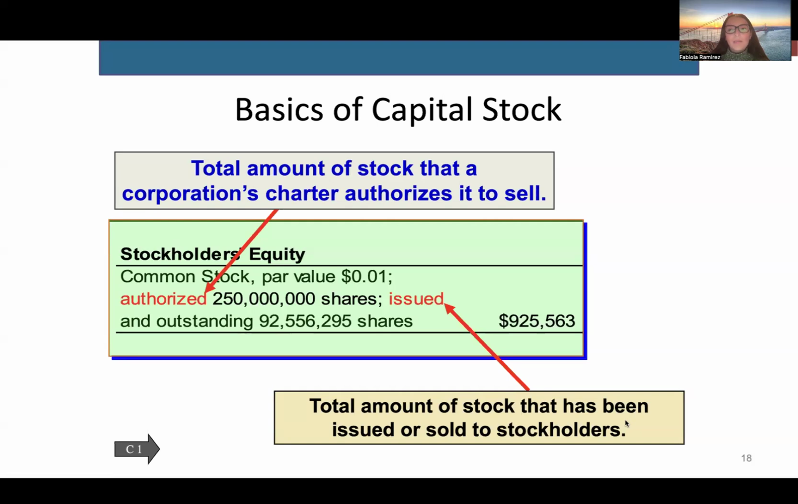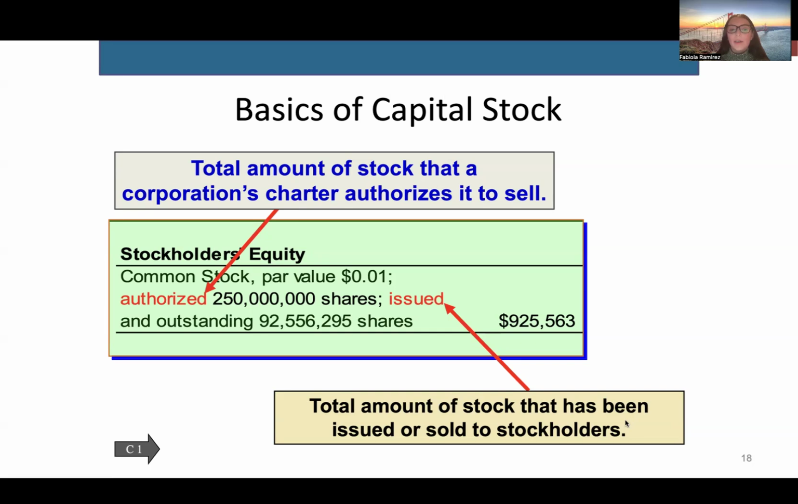The purpose of this video is to go over chapter 11 of our course textbook. We will be describing and going over the equity section of our balance sheet, and we will begin by discussing the basics of capital stock. Capital stock is ownership in a corporation. A corporation issues shares or stock to its stockholders, usually in exchange for cash or some other asset contributed to the corporation.